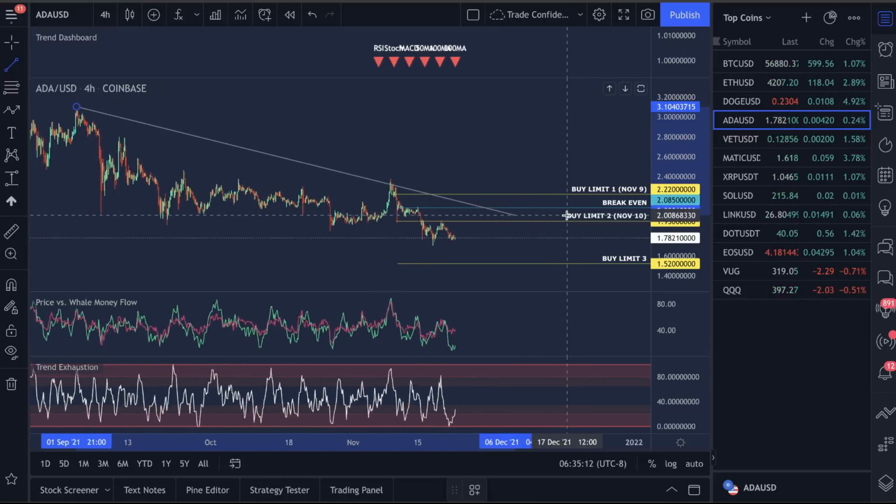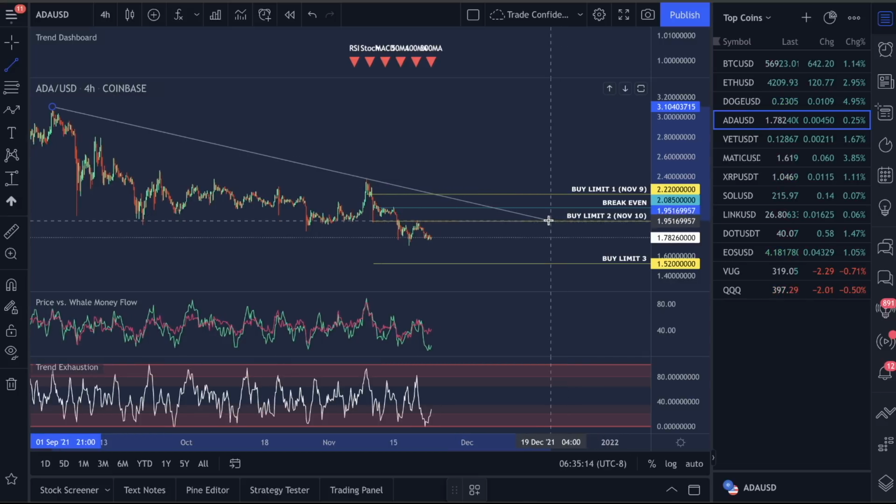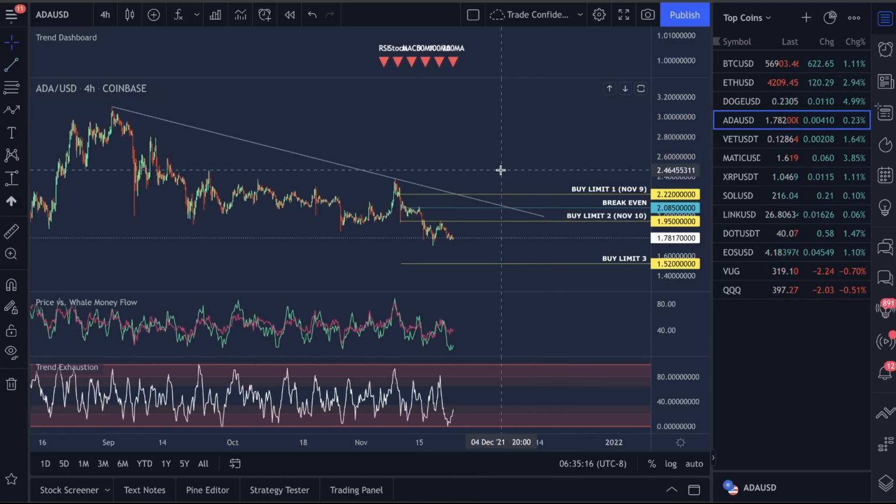So this is what I'm going to do. I'm going to go like this. I'm going to pull it over, and I'm just going to click right there, okay? And that's going to be with the line.